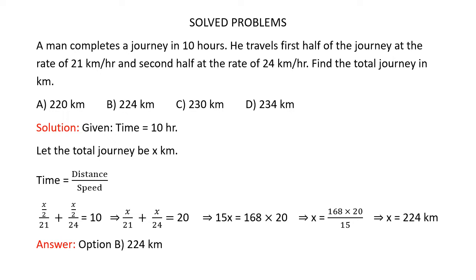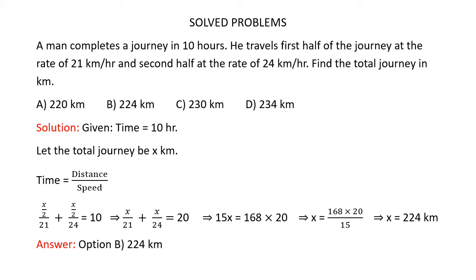Now it's given that the man completes the journey in 10 hours. So time is 10 hours. We are supposed to find the total journey in kilometers. So let the total journey be x kilometers. We know that time is equal to distance divided by speed.